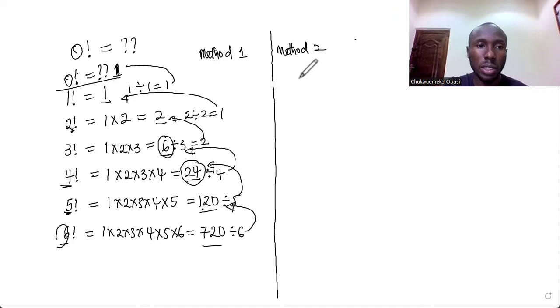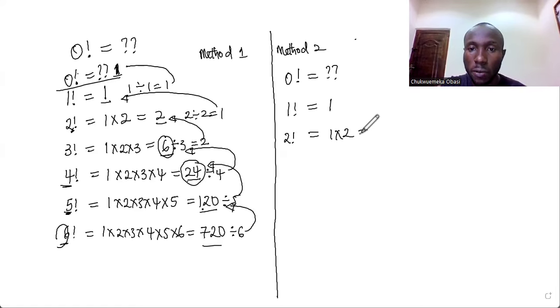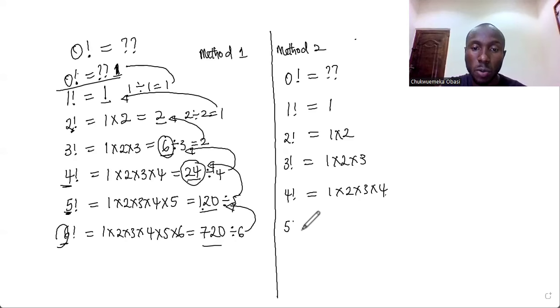So another way you can think of this is this. 0 factorial, we don't know what it is, so let's just keep it like that. 1 factorial, we already know it is 1. And 2 factorial is 1 times 2, which is 2, of course. Then 3 factorial is the same as 1 times 2 times 3. And 4 factorial is the same as 1 times 2 times 3 times 4. And 5 factorial, maybe we'll stop here, will be 1 times 2 times 3 times 4 times 5.